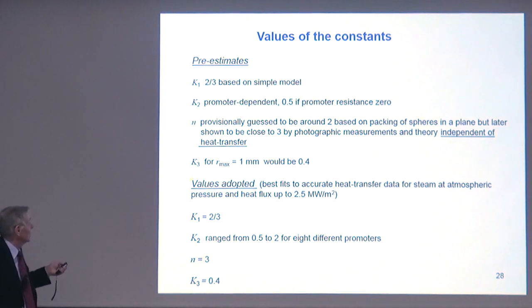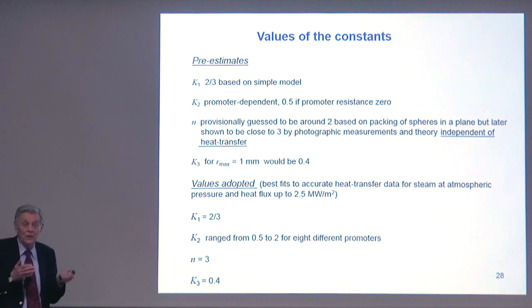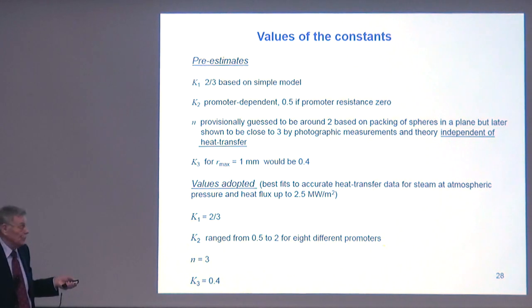And these were the values. If the maximum drop size were taken as a millimeter, which you can see with your eyes, round about that, then K3 would be 0.4. Then we fitted our theoretical result to those data I showed you earlier on, at atmospheric pressure, which I considered the most accurate data available, and came up with these: this one the same, this one the same, this one 0.5. This one, as you saw from the measurements, depended on the promoter.